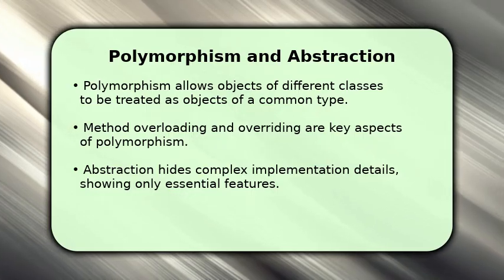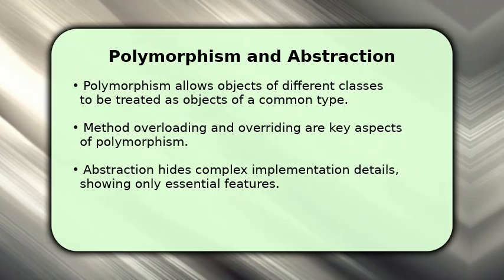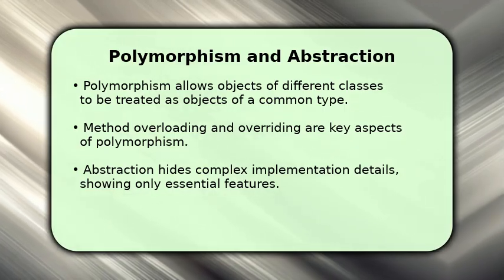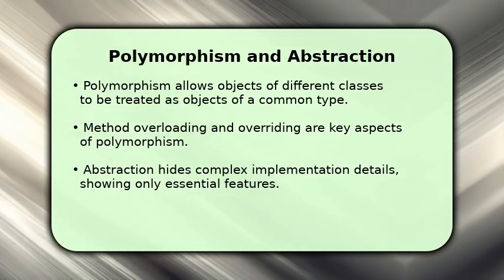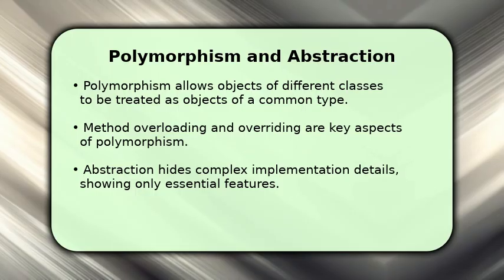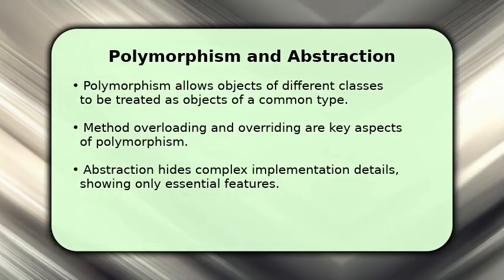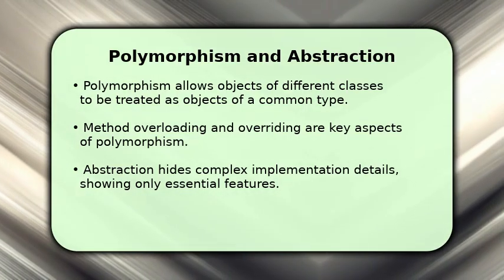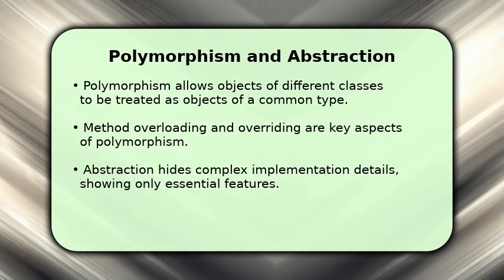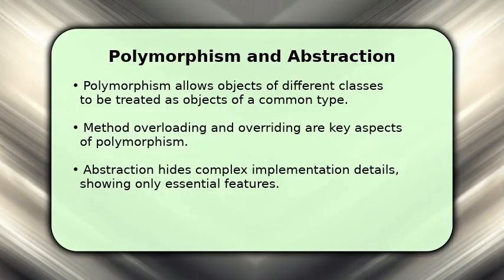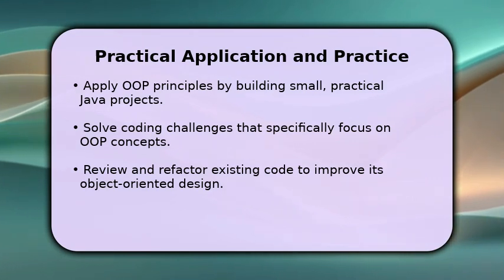Polymorphism, meaning many forms, allows objects to take on different behaviors depending on their type. This is often seen through method overloading and overriding, providing flexibility in your code. Abstraction focuses on showing only necessary information and hiding the complex background details. You can achieve this using abstract classes and interfaces, which define a contract for other classes to follow, simplifying complex systems. Finally, the best way to master Java OOP is through consistent practice.